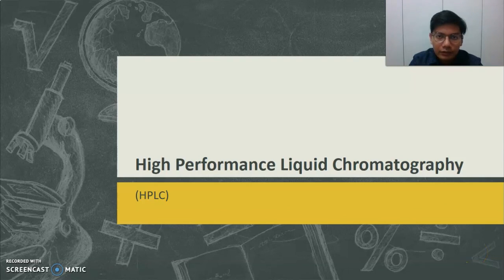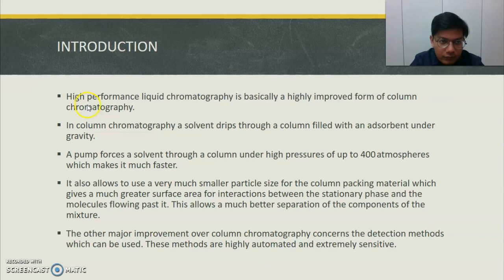In this segment, I will talk about experiment 6, which is high performance liquid chromatography. What is high performance liquid chromatography? High performance liquid chromatography is basically a highly improved form of column chromatography. In column chromatography, a solvent drips through a column filled with an absorbent under gravity.